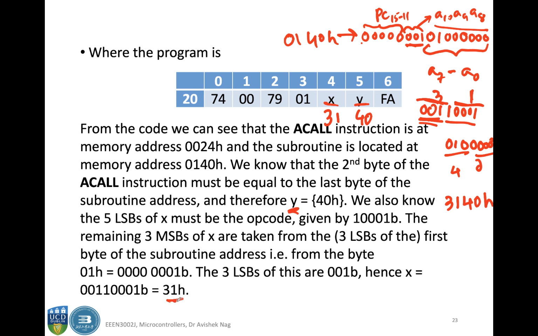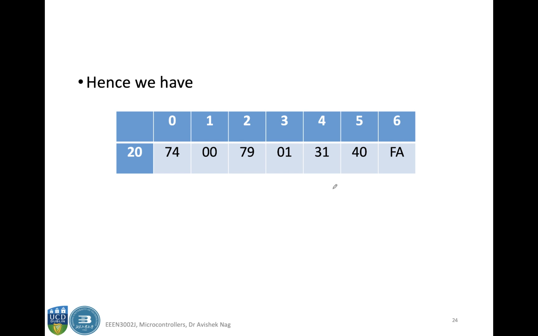So your X will be 31 and Y will be 40. So that's how it works. Okay, we will do more examples and I will post a tutorial also to get this concept clearer. So therefore these are the final 16 bits of the ACALL instruction. So this is your ACALL. Okay.